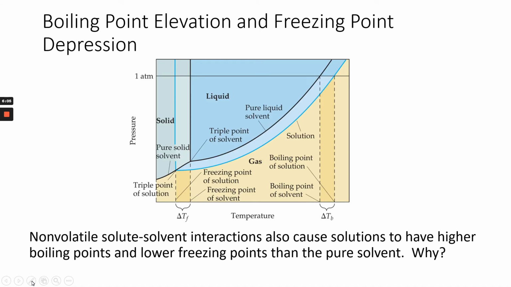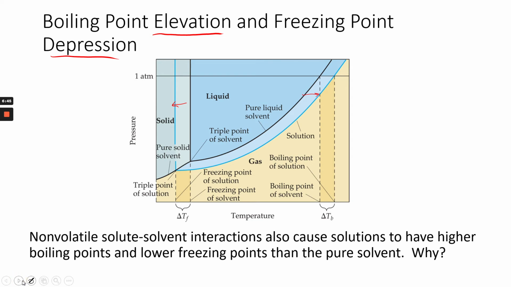So how do these particles affect your boiling point and freezing point? Your boiling point will be elevated and your freezing point will be depressed. A non-volatile solute-solvent interaction always causes the solution to have a higher boiling point and a lower freezing point than the pure substance. And why is that? So if you look at our phase diagram, the dark black lines is the original phase diagram. Once you add some solute, the blue line here is your solution. And you see what happens is now it's elevating the boiling point, and it's depressing the freezing point.